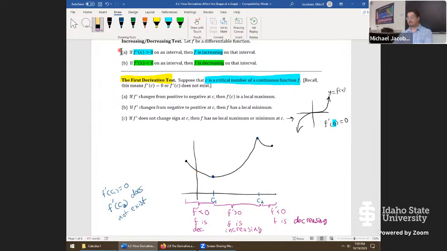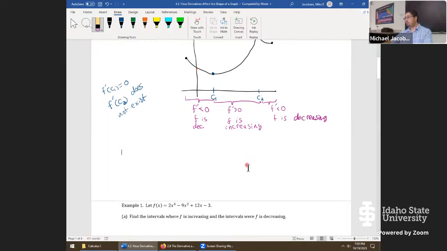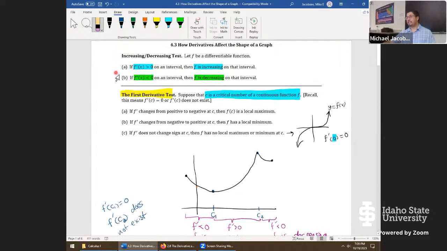Okay, let's give that a try next. Some of the derivatives in this section are really not too bad, and this one is kind of a break in a certain sense. We have a degree 3 ordinary polynomial that we're going to crank out. On part A, we want to find the intervals where f is increasing and the intervals where it's decreasing. So in other words, we're just using the increasing decreasing test right here.